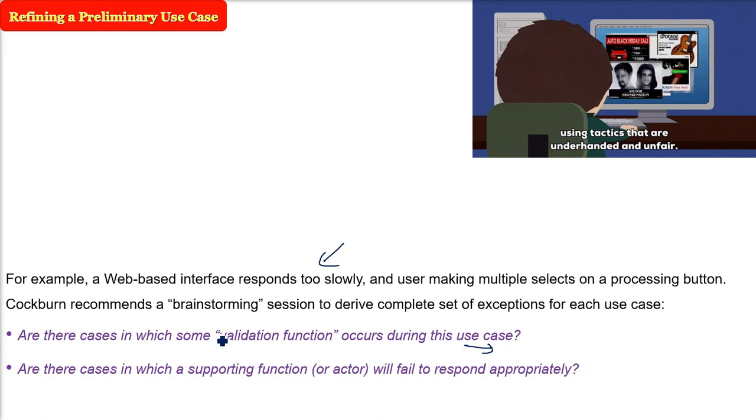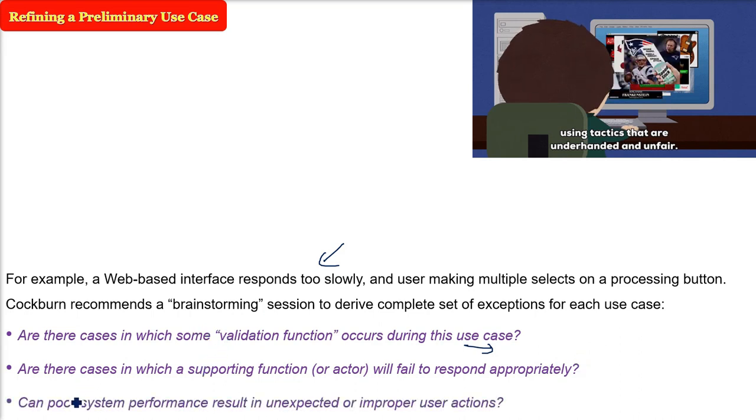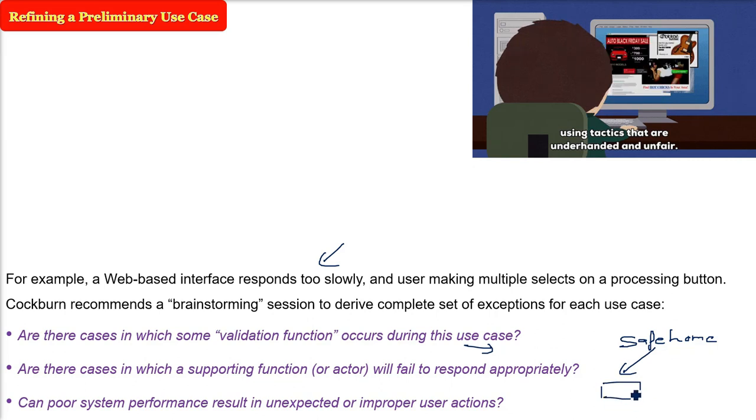Validation function, some supporting function failed, or poor system performance can cause improper or unexpected behavior. Say you have made a SafeHome software, but you are bound by various technologies and techniques and browsers, etc. So you have to look at that also.